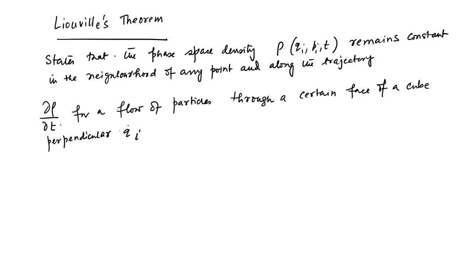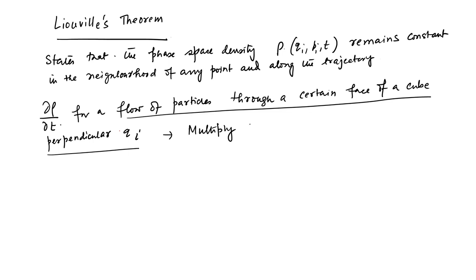So, this will be del rho/del t, or the explicit change in this phase space density with respect to time. For that we calculate the flow of particles through a certain face of a cube which is perpendicular to some coordinate q_i. So there is a coordinate q_i, you construct a volume or a sort of cube around that, and that certain face which is perpendicular to that, you calculate this. And so, what you do is that you multiply it with the dimensions of all faces.